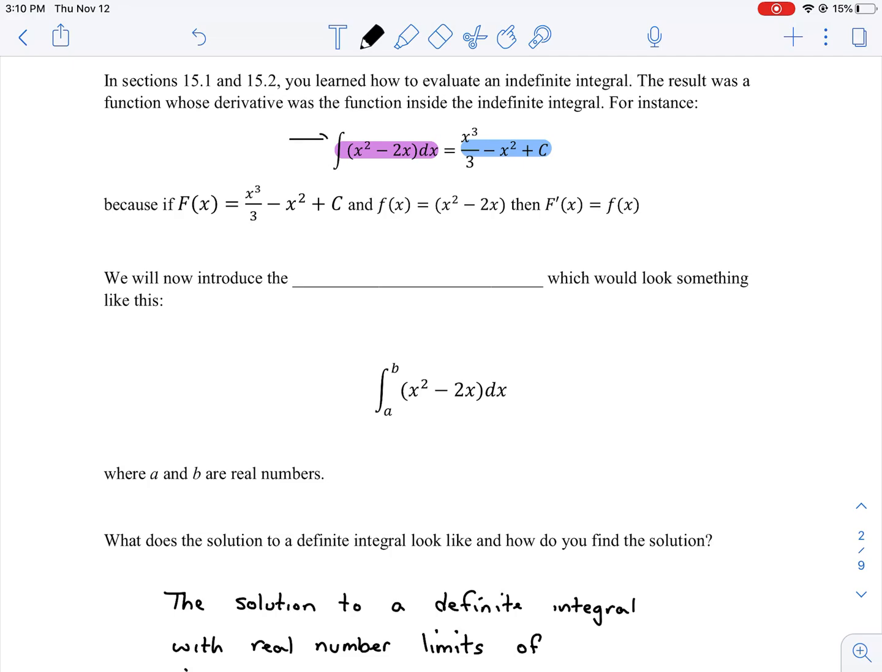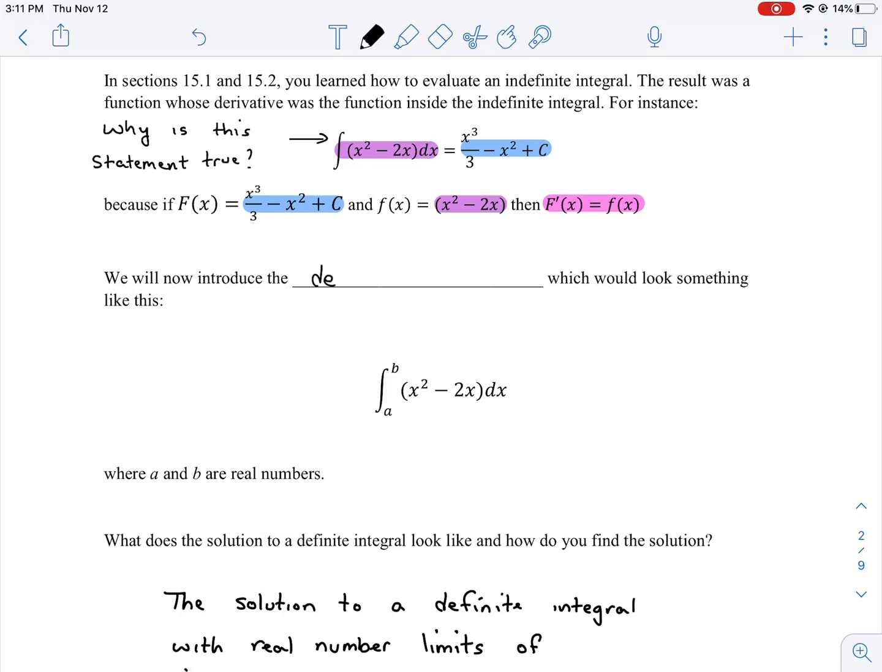And I ask, why is this statement true? Well, it's true because if capital F of x is equal to the function highlighted in blue and lowercase f of x is equal to the function highlighted in purple, then the derivative of capital F of x is equal to lowercase f of x. And that is what you learned in sections 15.1 and 15.2.